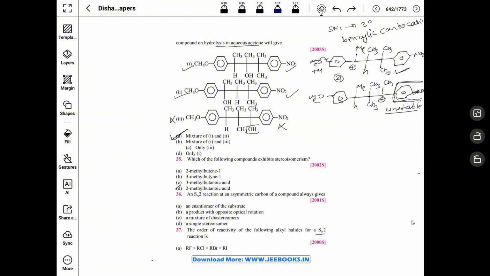Moving to reaction number 36. An SN2 reaction at an asymmetric carbon of compounds always gives an enantiomer of the substrate. No, because substrates and products have different configuration, and we know that inversion of configuration takes place. Inversion: a product with opposite optical rotation, it is not necessary. May or may not. So the product may have the same optical rotation or may be different from the reactants. So this is also not possible.